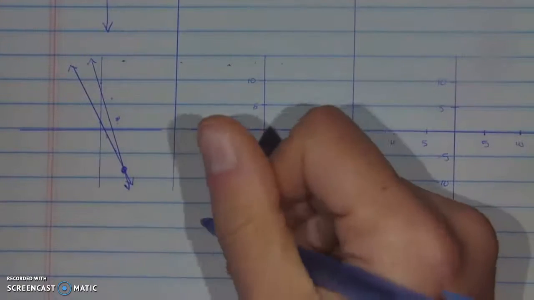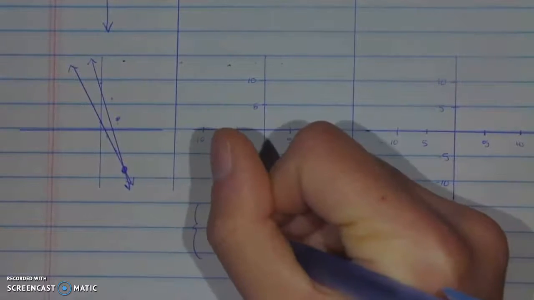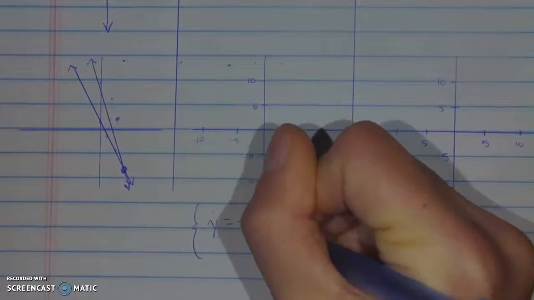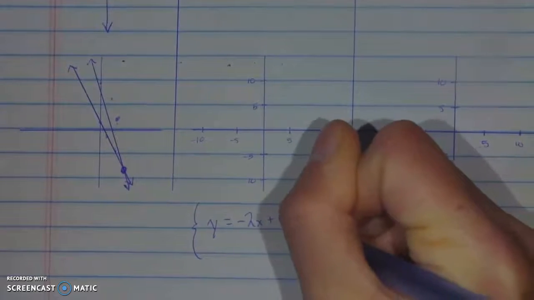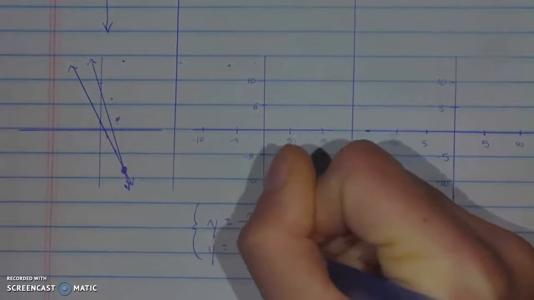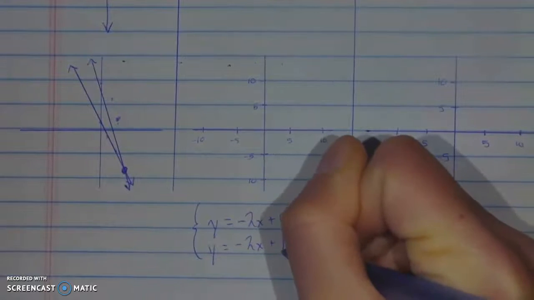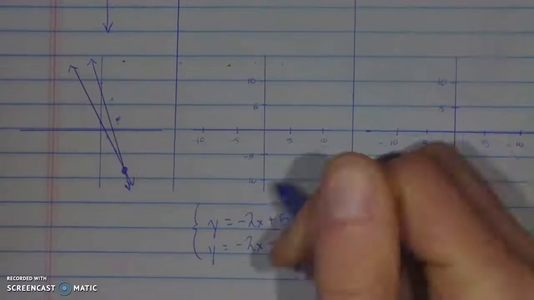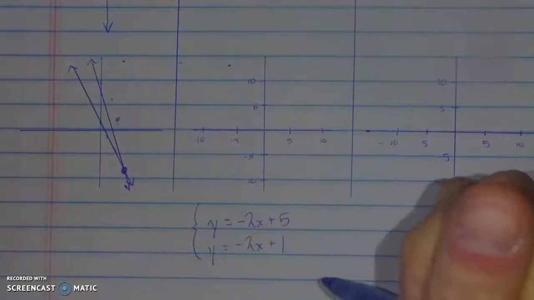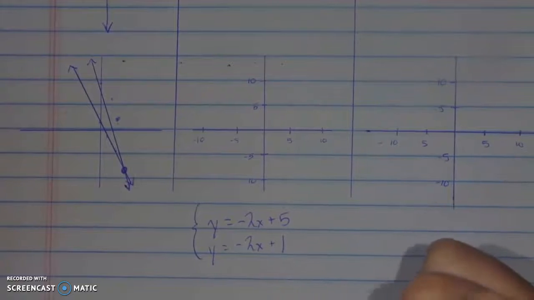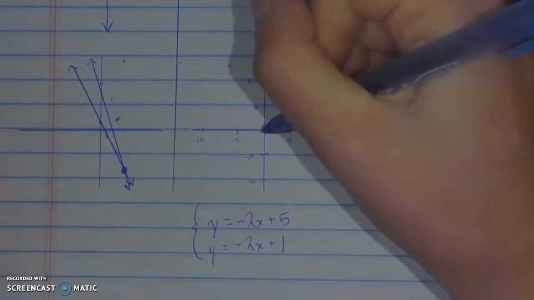So here I end up with my rewritten system of equations. y is equal to negative 2x plus 5, and y is equal to negative 2x plus 1. Some of you guys may have already figured out what's going to happen here. There's going to be a slight problem. But in case you haven't, don't worry about it. We will work it out here.